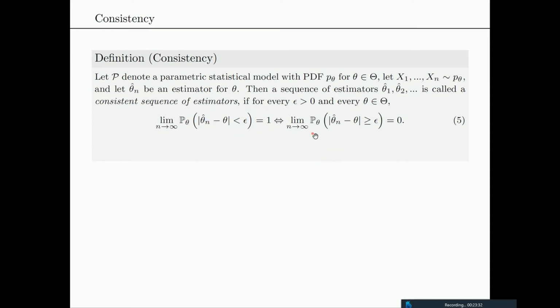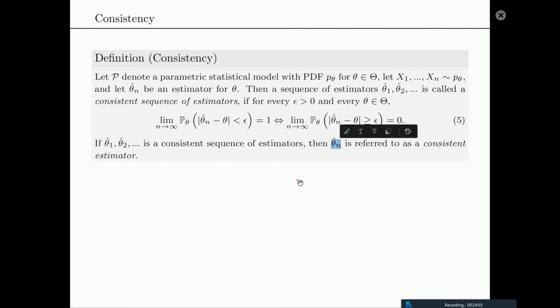You can, of course, reformulate that in terms of the deviation being larger or equal to epsilon, because these are complementary events. So if this event happens, then this event does not happen. So it has the complementary probability in the limit, which is 0. Yeah? If theta hat 1, theta hat 2, and so on is a consistent sequence of estimators, then, as I meant earlier, theta hat n is referred to as a consistent estimator.